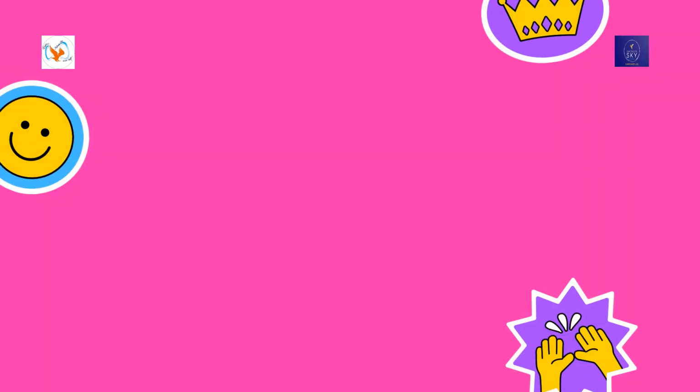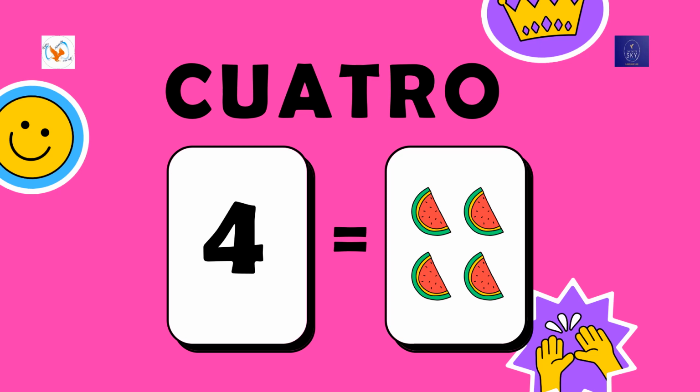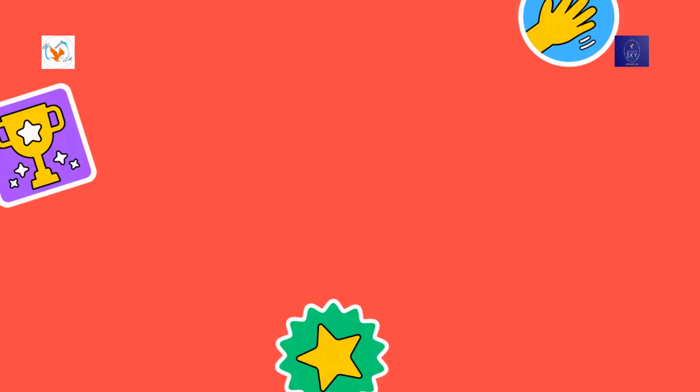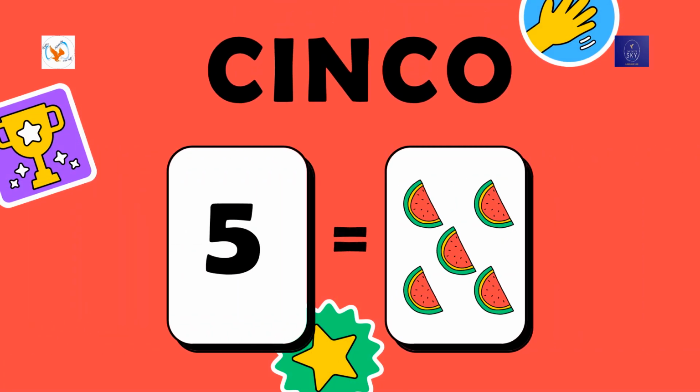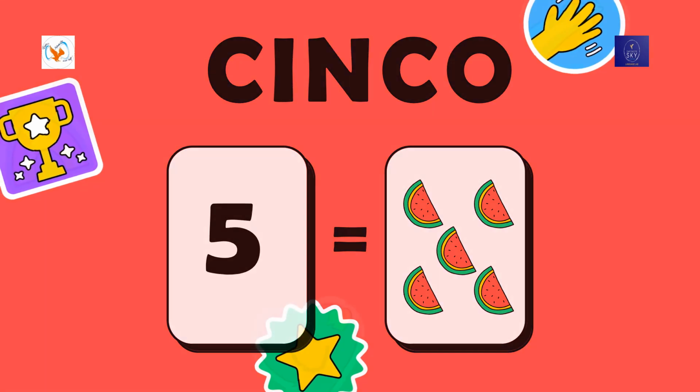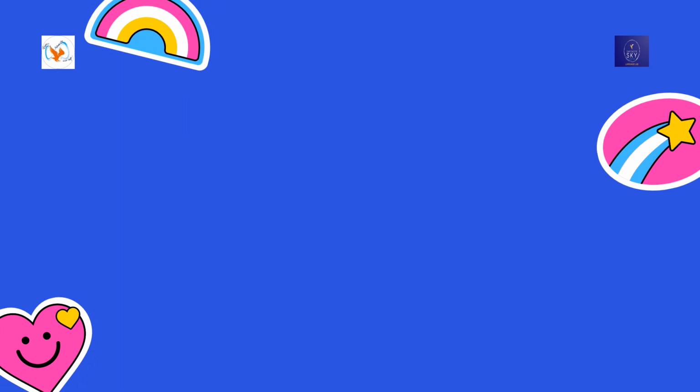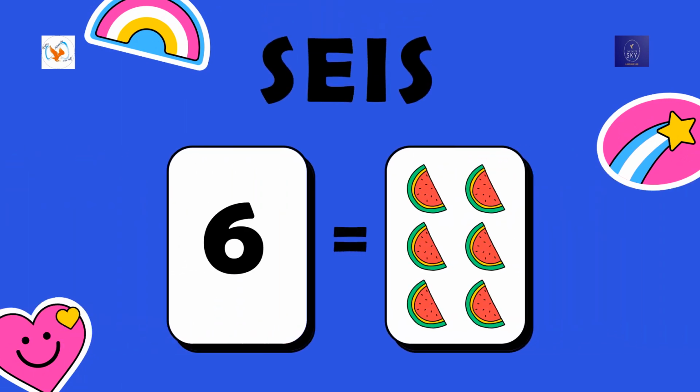Number 4 is pronounced as cuatro. Cuatro. Next up, we have 5, which is pronounced as cinco. Cinco in Spanish. Moving on to number 6, it is pronounced as seis. Seis.